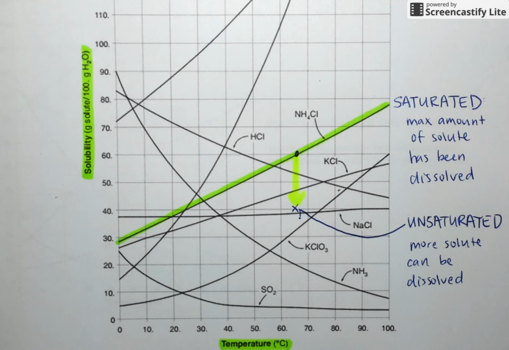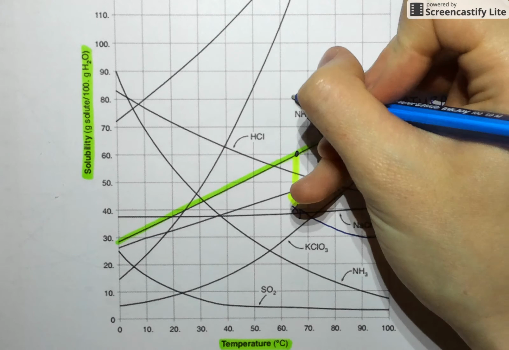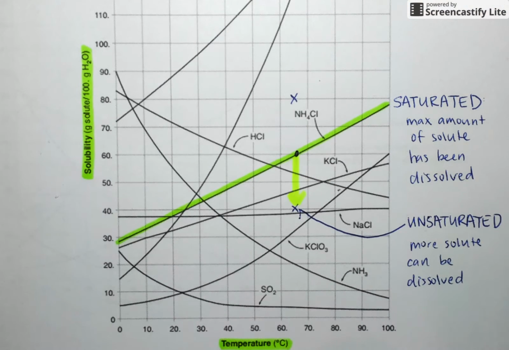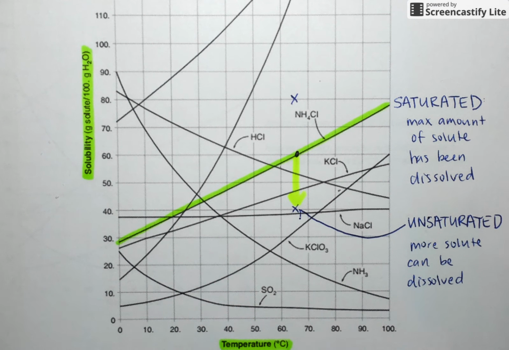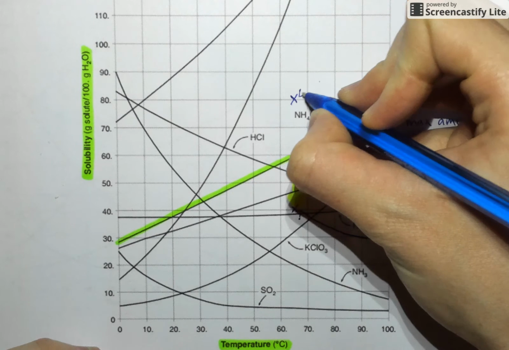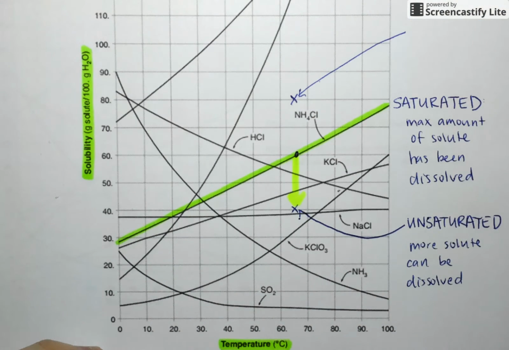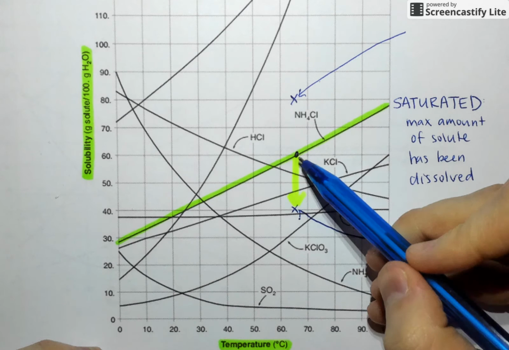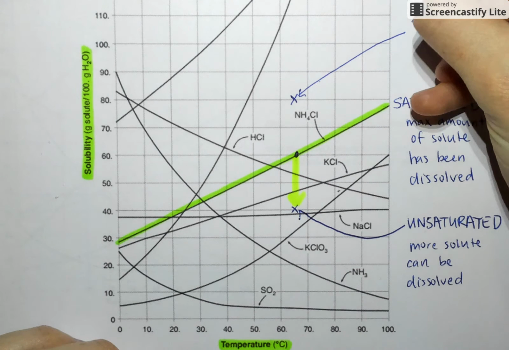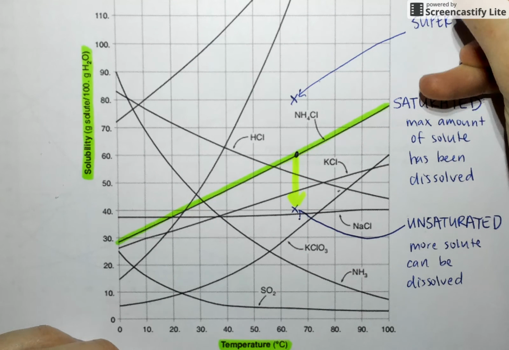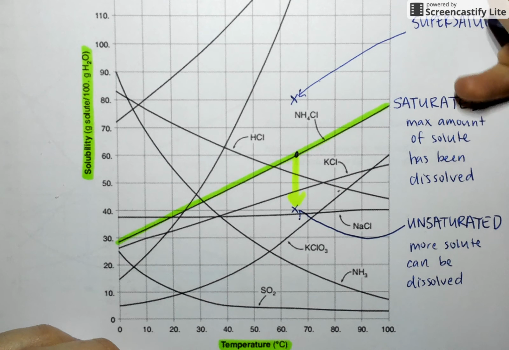You can kind of cheat the system and, let's say, dissolve 80 grams of ammonium chloride in water. You would do that by heating the water up a lot and then not disturbing it and letting it cool down, in a very special set of scenarios that only happen sometimes. But if you're able to 100% dissolve 80 grams of ammonium chloride in water, you've created what we call a supersaturated solution.